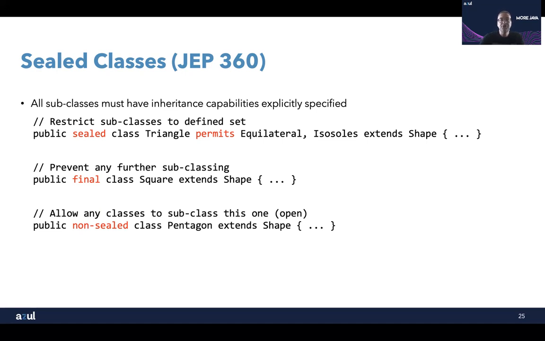To do that, we now use a new modifier, non-sealed. So this is the first hyphenated keyword in Java. It's a restricted keyword, so you don't need to worry about not being able to use it as a variable name. It's only a keyword when it's used in this context. So we have public non-sealed class Pentagon, meaning anybody can then inherit from that.